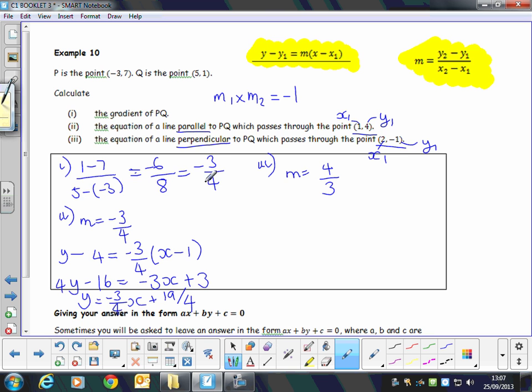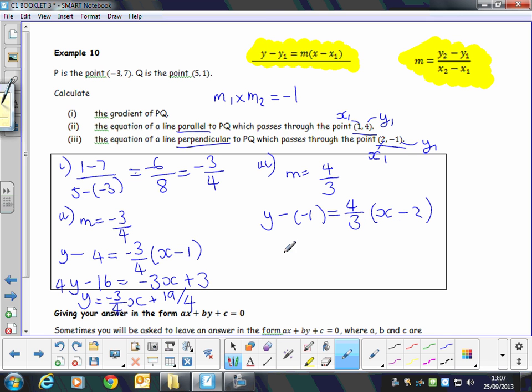Another way to think of it is the reciprocal of this. So I'm going to flip this around. So instead of 3/4, I've got 4/3. And then instead of the minus, this turns into a plus. So now I've got my gradient, I've got my point, so I can put it into this formula again. So I've got y minus y1, so I've got y minus 1 is equal to m, which is 4/3, and then x minus x1, so x minus 2.